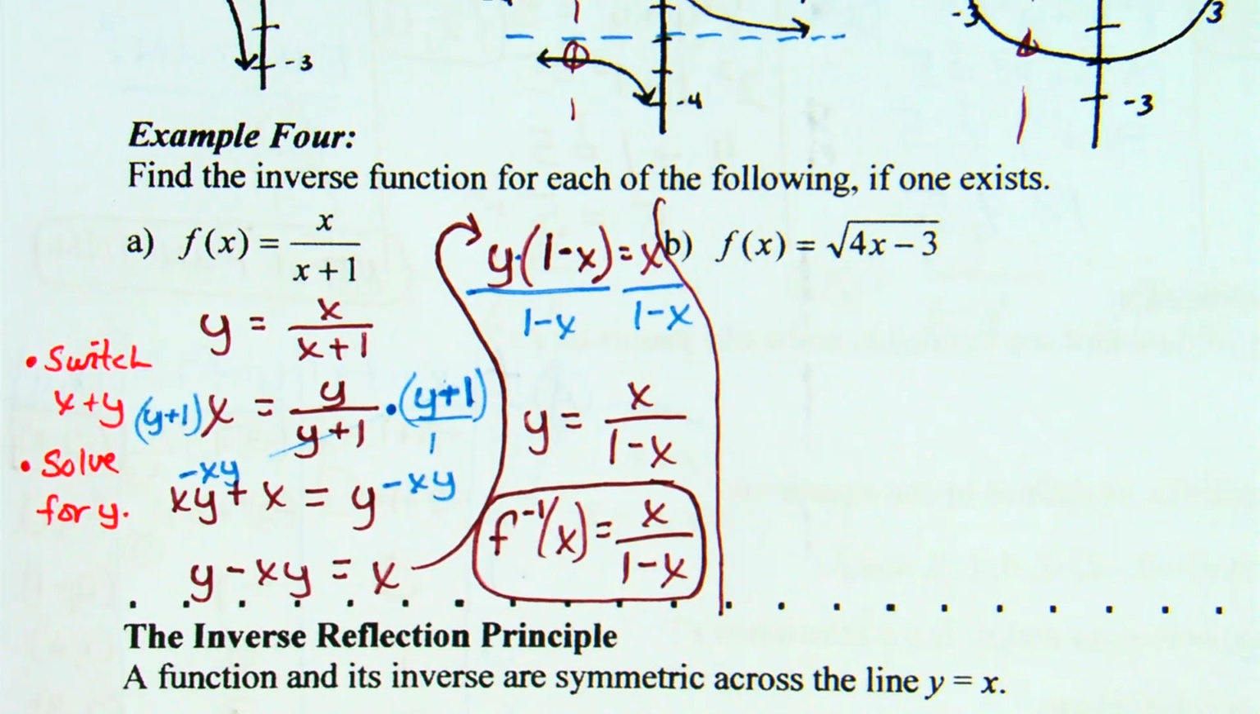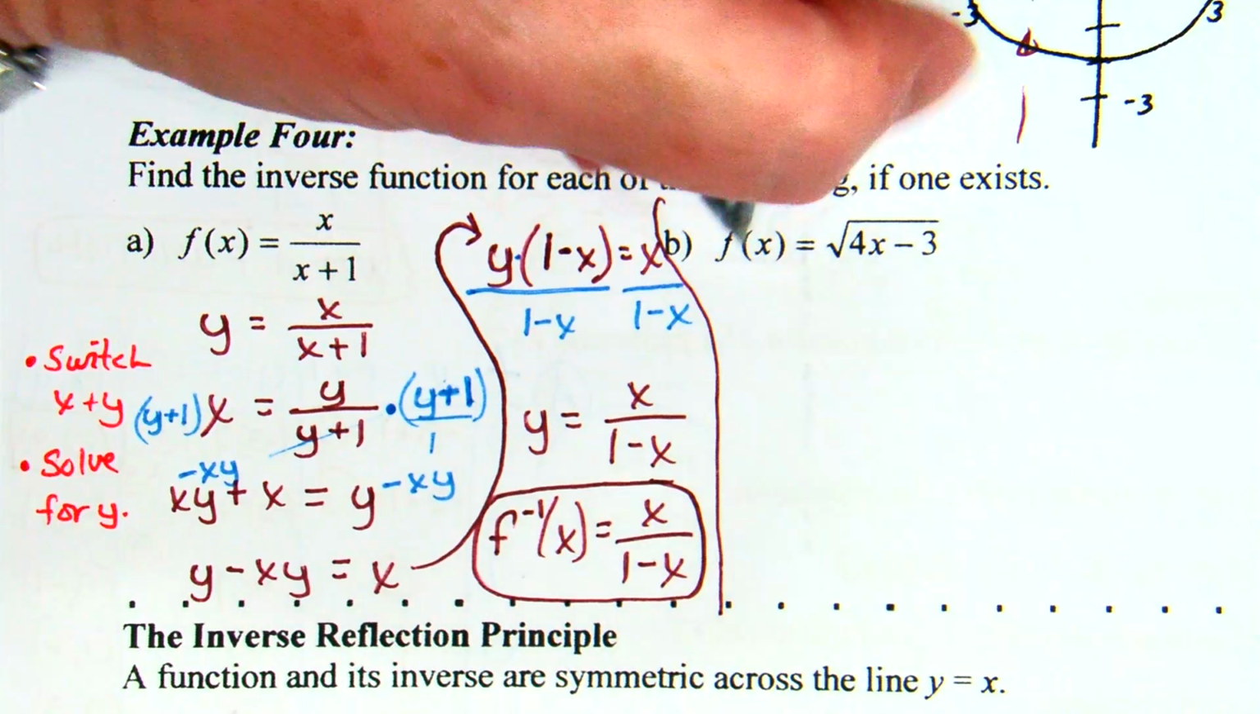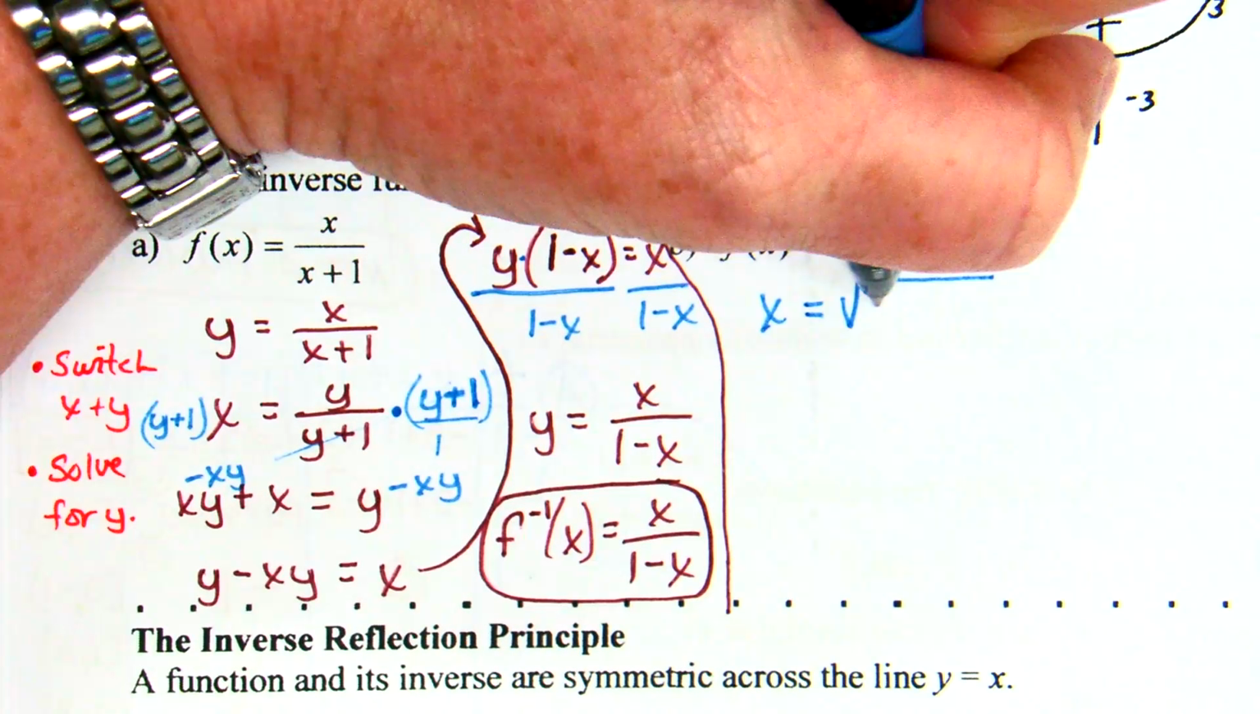First of all, you need to acknowledge the fact that f of x is actually y. I shortcut it, I just crossed it out there. So now if it's y equals the square root of 4x minus 3, how do I find the inverse? Switch your x's and y's. So instead of y equals, it's going to be x equals. Instead of square root of 4x minus 3, it's square root of 4y minus 3. And now I'm ready to solve for y.